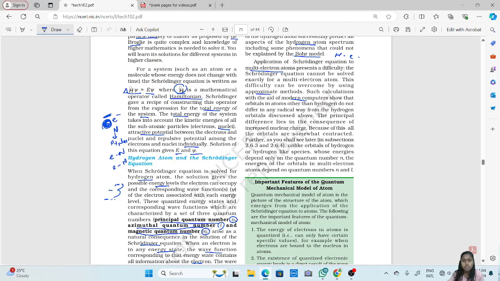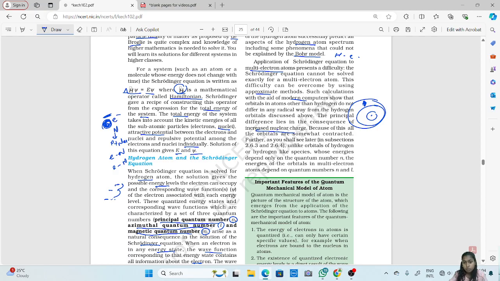We're just adding an extra one. Okay. So the principal difference lies in the consequences of increased nuclear charge. Now you can see that the orbits are not close to each other. There is a gap in between them. Now, this gap is because of the increased nuclear charge.